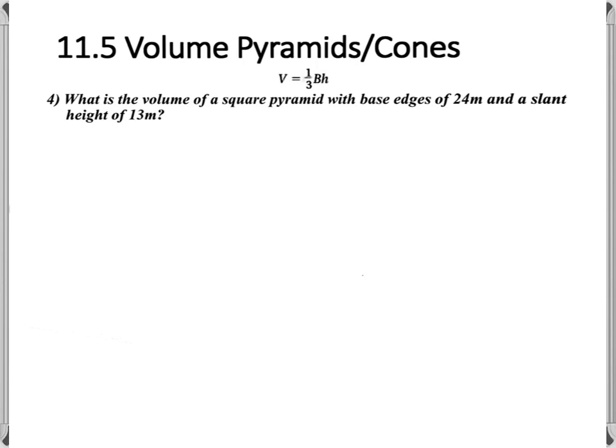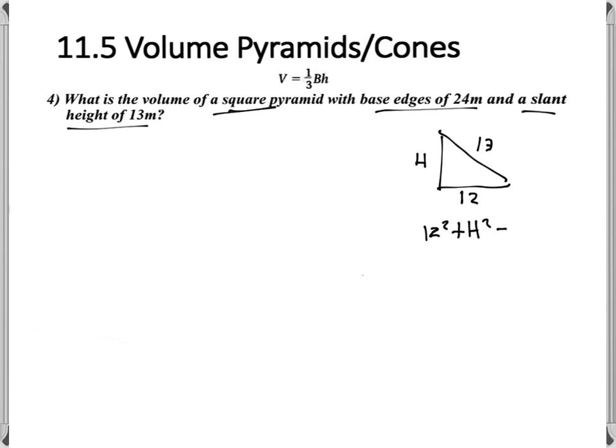So once again, they've given you the slant height and they've given you the base edge, and it's a square pyramid, so they're having you calculate the volume of this pyramid. But before we can do that, we have to find our actual height. So if the base edge is 24, this part would be 12, and our slant height is 13. So we're going to use the Pythagorean theorem. So 12 squared plus 8 squared equals 13 squared.